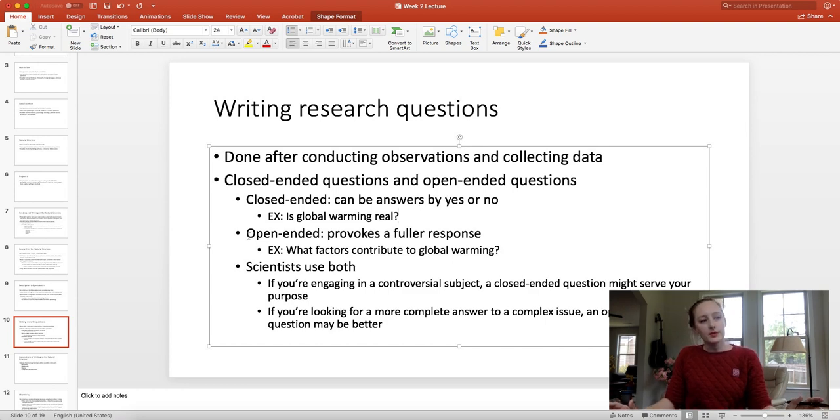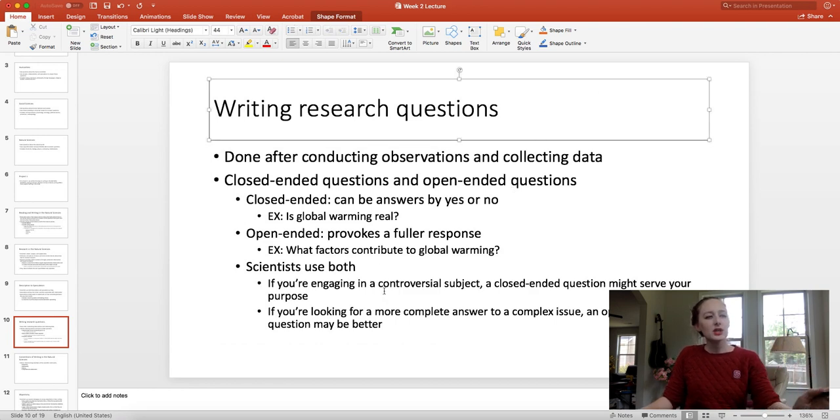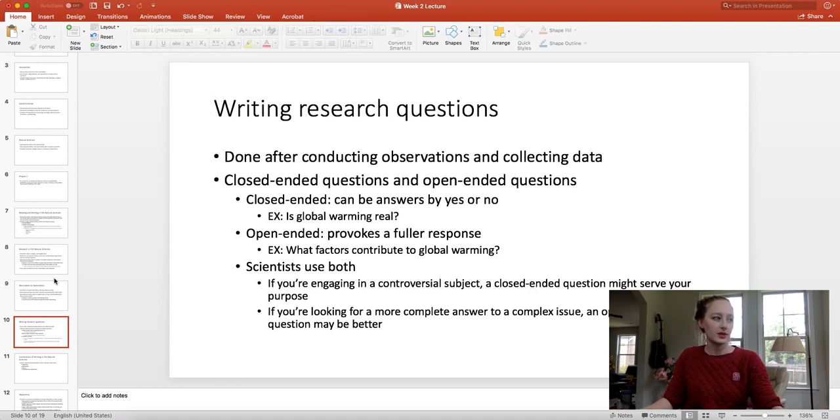An open-ended research question provokes a fuller response. So instead of is global warming real, it would be what factors contribute to global warming. So if you're engaging in a controversial subject, sometimes a closed-ended question is better. But if you're looking for a more complete answer to a complex issue, an open-ended question may be better. Most of what you'll see are open-ended questions, responses to open-ended questions.